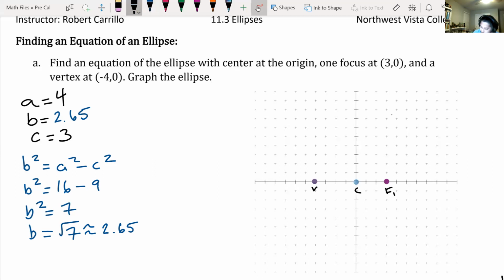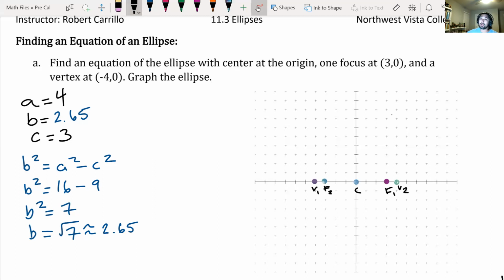Because if I have my first vertex over here, then from my center, how do I find my other vertex? How many spaces do I go to the right? 4. There it is. There's vertex 2. And then if my first focus is 3 spaces to the right, where's my second focus? 3 spaces to the left. There you go. And there's focus 2.